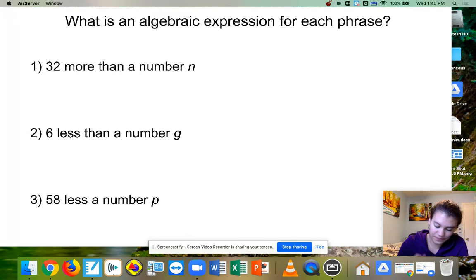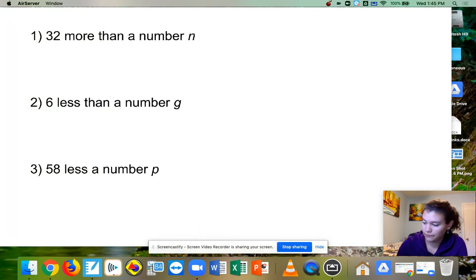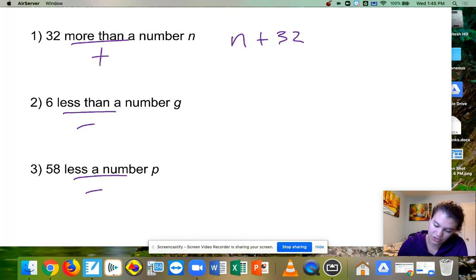So here are 3 more. Pause the video and try these on your own. Okay, this one is more than, so it's plus. This one is less than, so subtract. And this one is less than, so subtract. So if we write these out, you want 32 more than a number n. So n is going to start, and then we're going to add 32 onto that. We want 6 less than the number g. We're starting with g and subtracting 6.